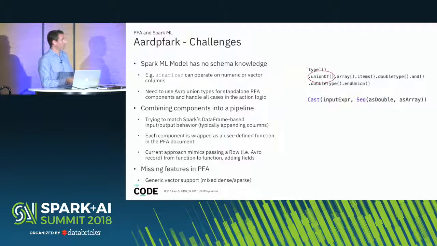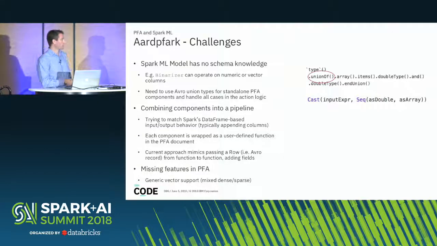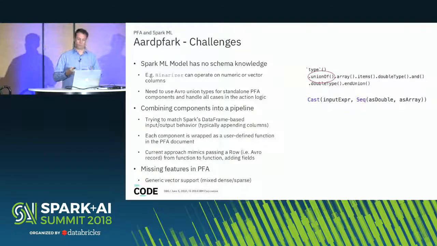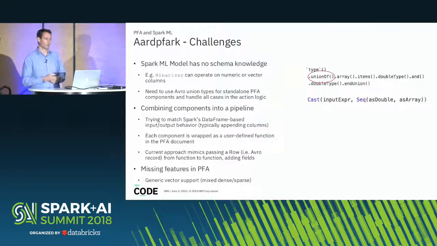So this just makes life a little bit more cumbersome. You have to do union types in Avro and so on. But it's not the end of the world. Combining components into pipelines and automatically exporting pipelines is certainly doable, but a little bit more tricky. And the current approach mimics passing a row object. So a row is a bunch of fields, and an Avro record, you can think of it as also a sort of piece of JSON, looks very similar to a row conceptually.